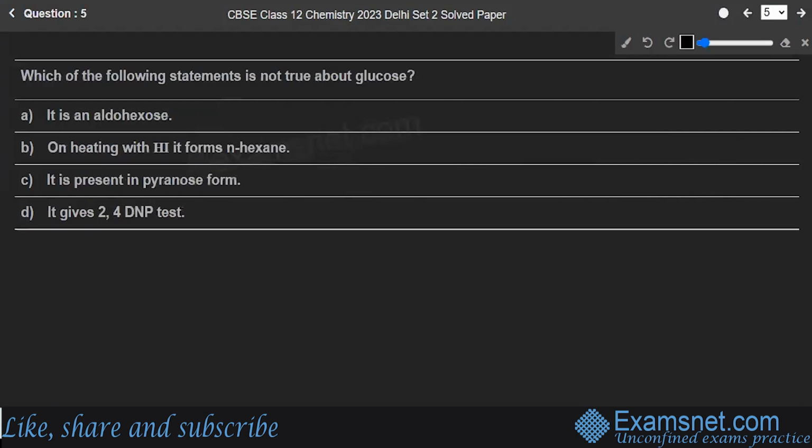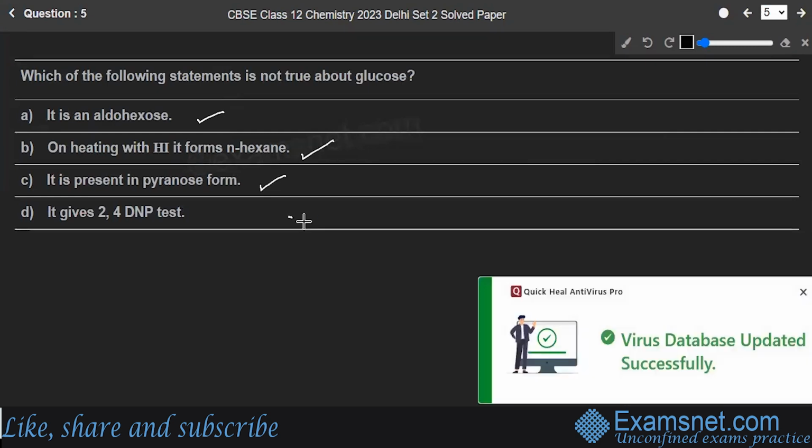Next is question number 5. Which of the following statements is not true about glucose? It is an aldohexose. This is right. On heating with hydrogen iodide, it forms n-hexane. Correct. It is present in pyranose form. Yes. It gives the 2,4-DNP test. This is incorrect.